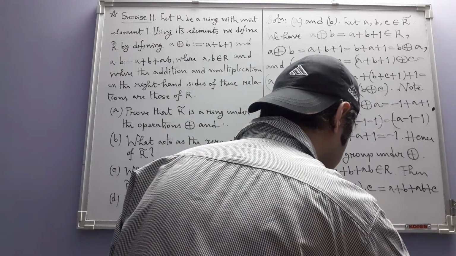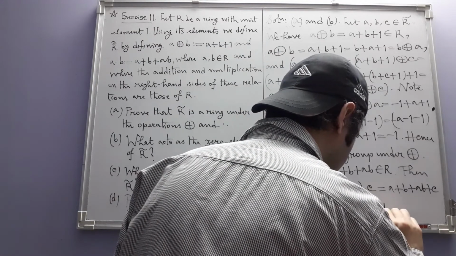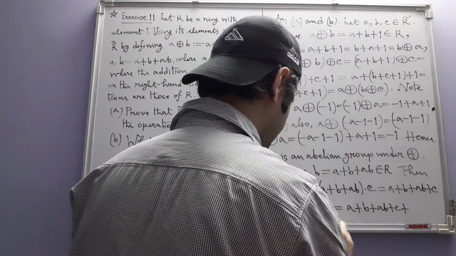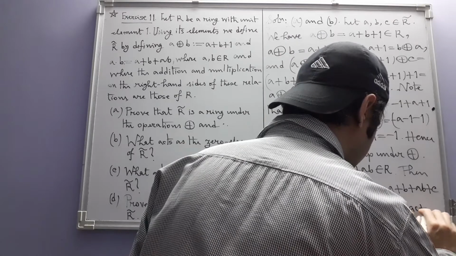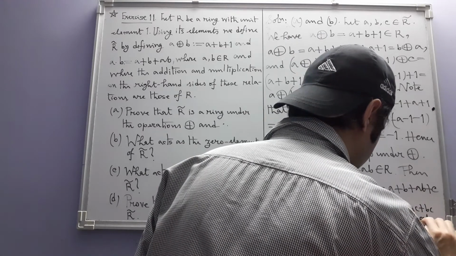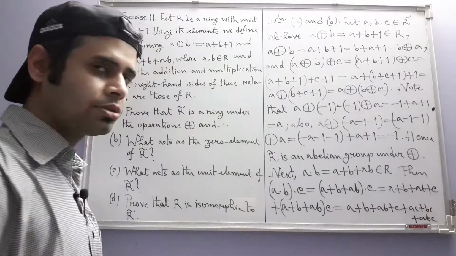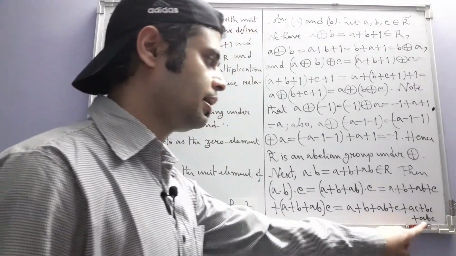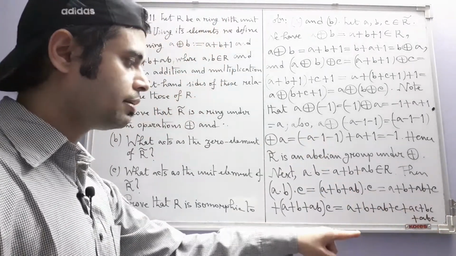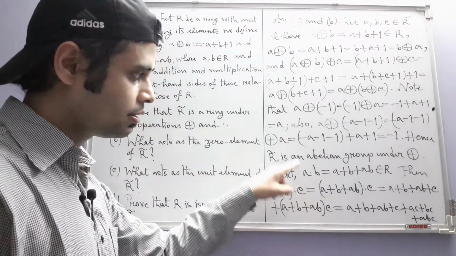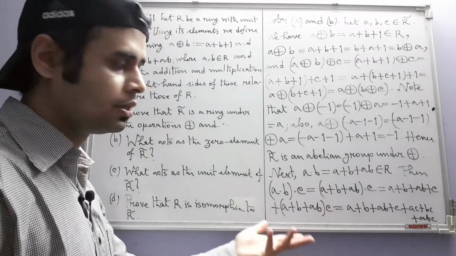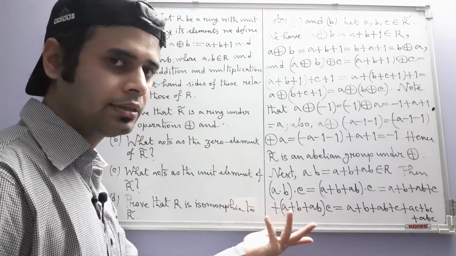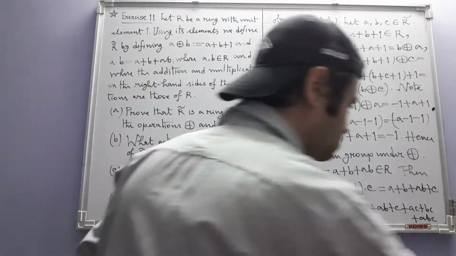So this becomes a plus b plus ab plus c plus ac plus bc plus abc. Note that in writing the product abc, we are not using any bracket. We are not writing ab times c. We can do that because multiplication in the original ring R is associative. So whatever way we bracket a product like that, the result is going to be the same.